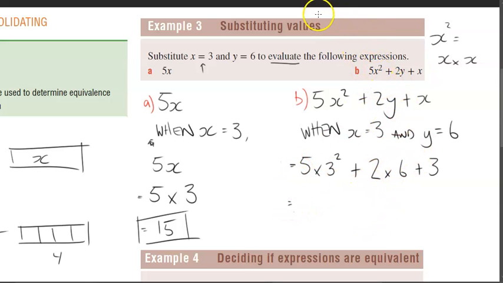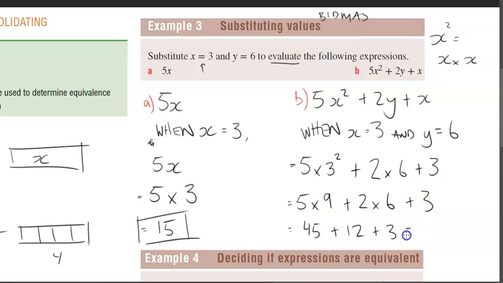Now remember, you've got to apply your rules of BIDMAS. Any brackets? No. Any indices? Yes. Indices or index just means powered numbers. So this is going to be 5 times 3 squared, which is 3 times 3, which is 9, plus 2 times 6, plus 3. Now we can work out our multiplication. There's no division in there. 5 times 9, 45, plus 2 times 6, which is 12, plus the 3, tagging along. Now our final solution: 45 plus 12 is 57, plus 3, which gives me 60.